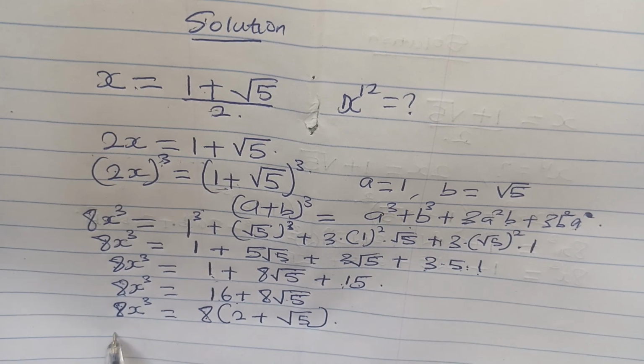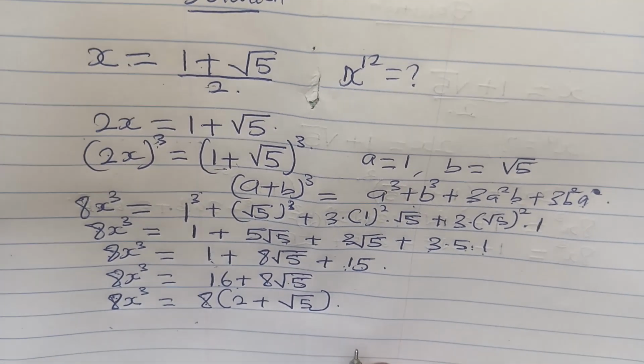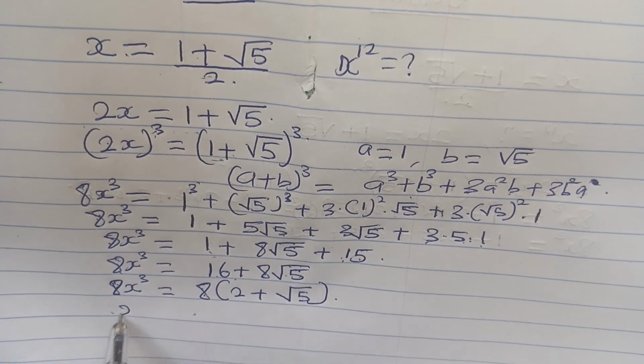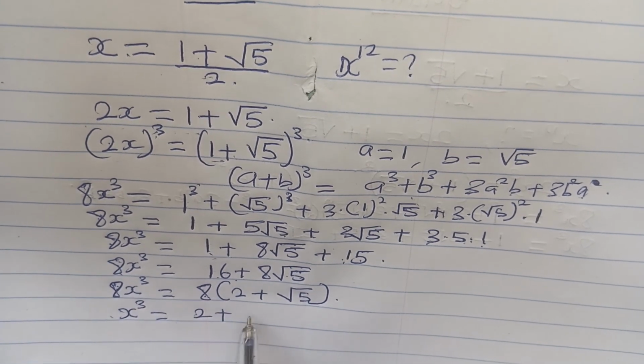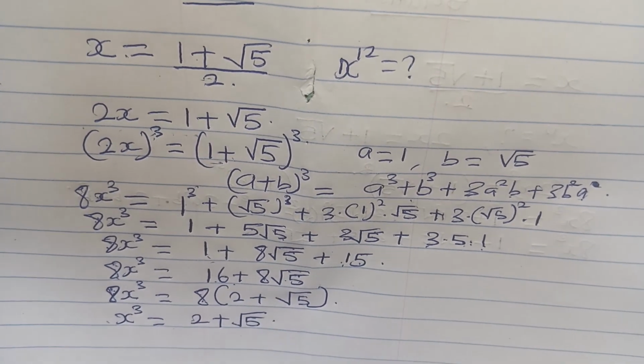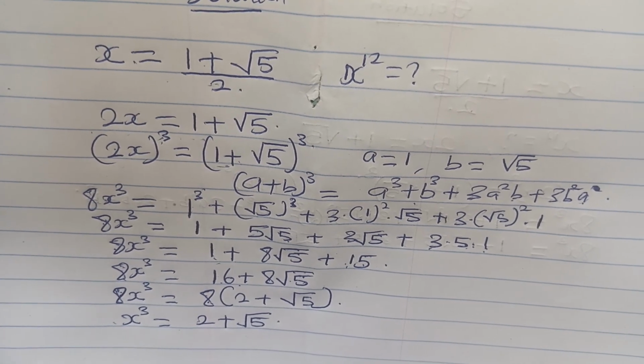We cannot say that 8 is common. So if we divide both sides, we are left with x to the power of 3 is equal to 2 plus root 5.